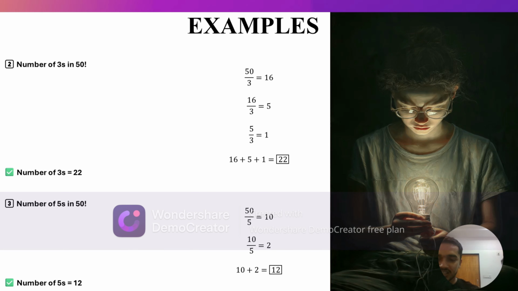Okay, so in the next question, the number of 5s in 50 factorial. You can solve it on your own: 50 by 5 is 10, 10 by 5 is 2, and 2 by 5 is 0. So 10 plus 2 is 12. Sorry, this is the wrong answer. 12 is not correct; 13 is not correct either. 12 is the answer to the question.